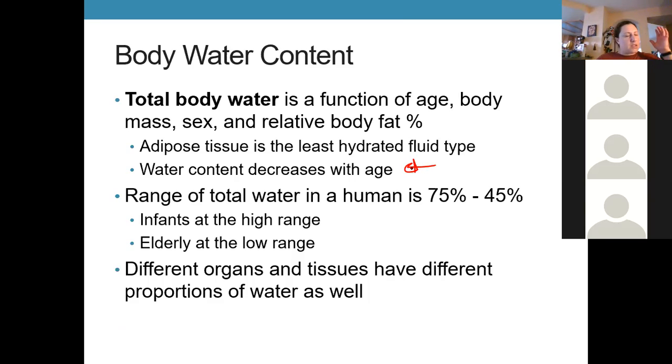So when we look at the range from infancy to being rather elderly, we see that the total range possible in people is between 75% and 45%. Infants tend to run around 75%, and it slowly decreases over time, and the elderly are more likely to be around 45%. When you look at the composition of the body, we see that it's not evenly distributed. Different organs and tissues have different proportions of water as well, which you might have been able to guess since I just talked about how adipose has very little water in it.